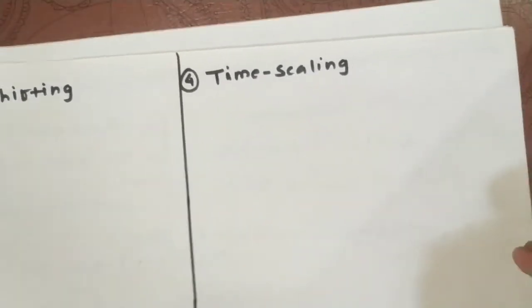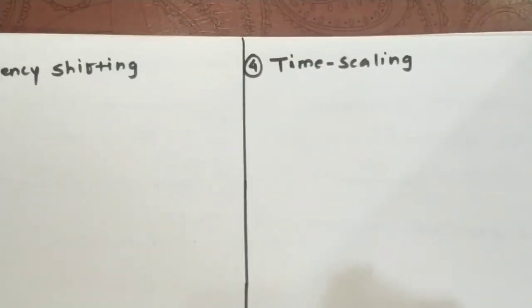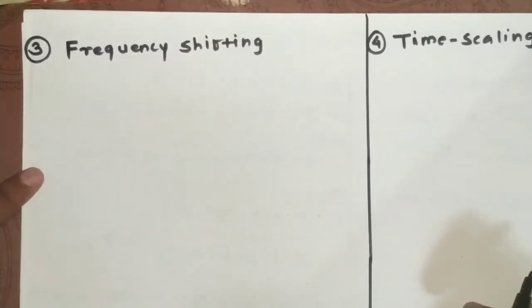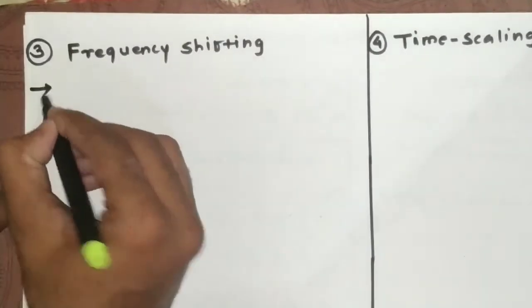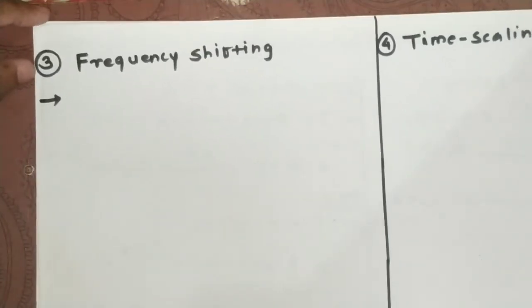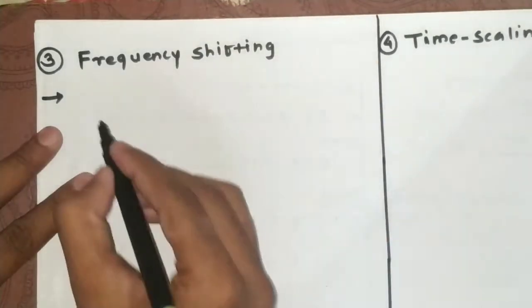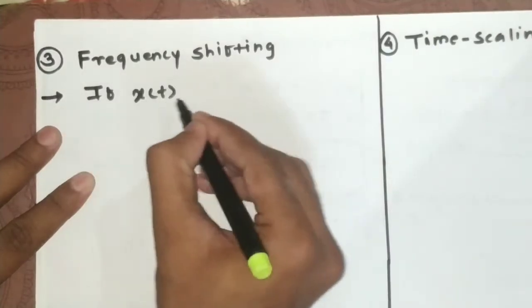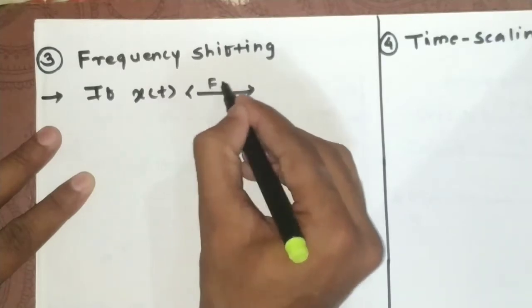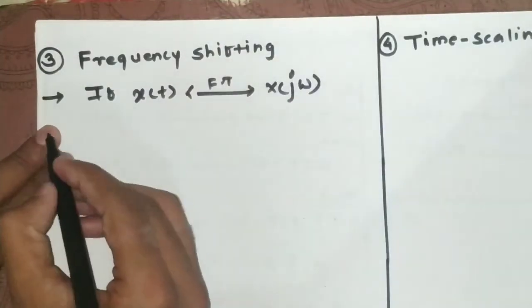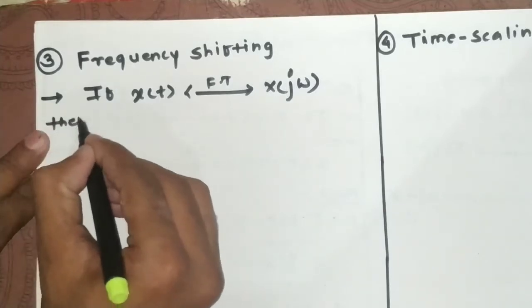Now if it is a time shifting property, let us prove its counterpart as the frequency shifting property. Now in case of time shift, we have introduced a delay of t naught in the input signal. Now this procedure should be repeated for frequency shifting. So we'll write again the same statement. If we have an input signal x of t whose Fourier transform is X of j omega, then now we have to write its statement.